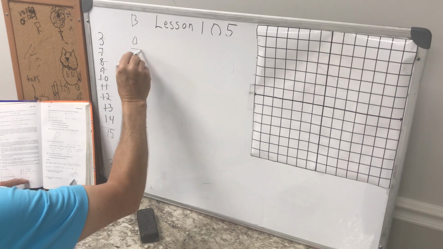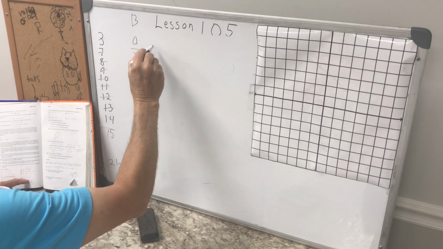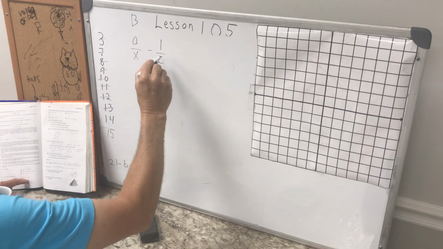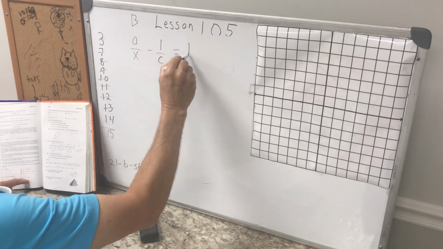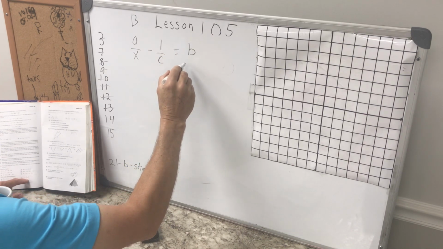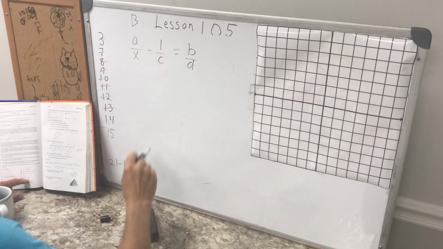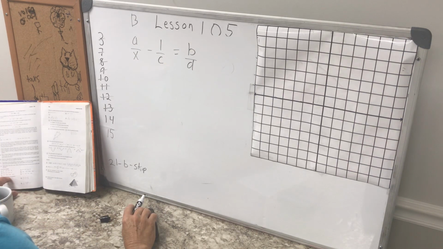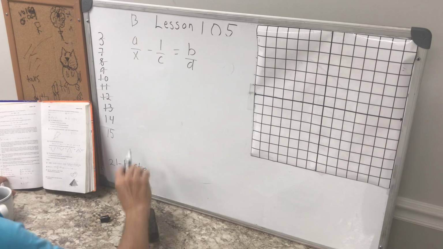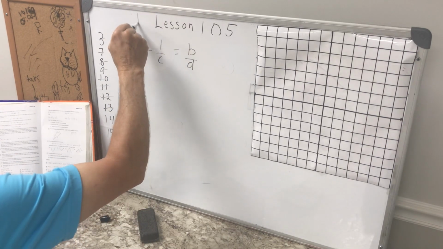A over X, negative 1 over C equals B over D. And this one is following the same solution. We are solving for B again.